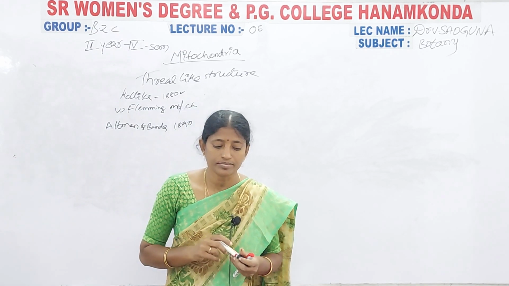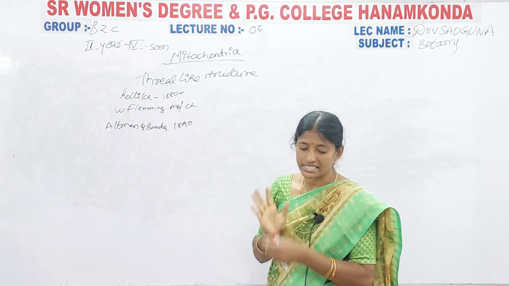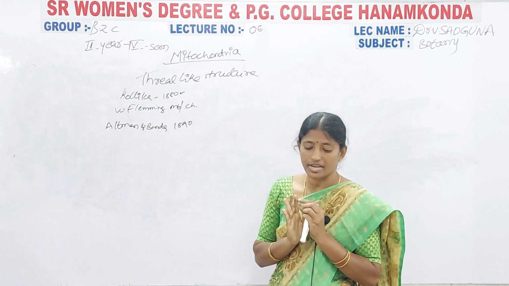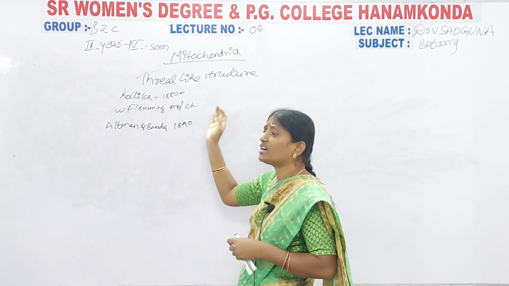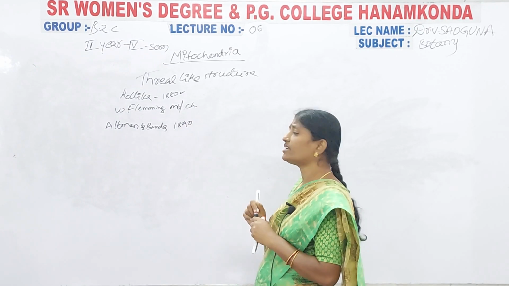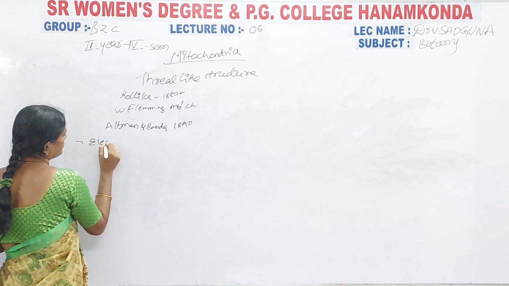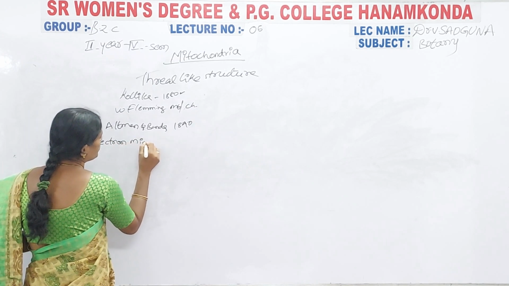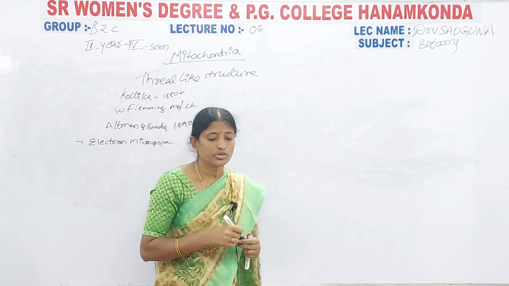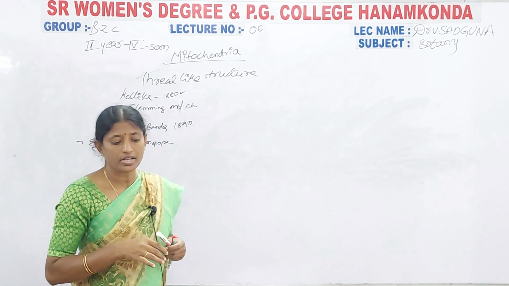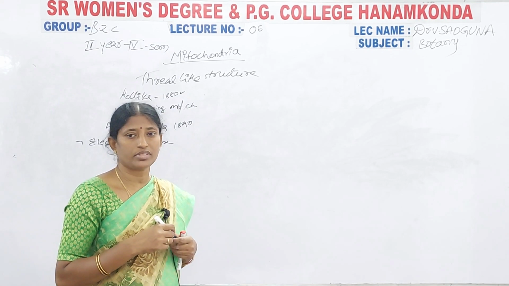Different structures were studied with the help of different types of microscopes. The mitochondria is observed by the electron microscope. It is the powerhouse of the energy.